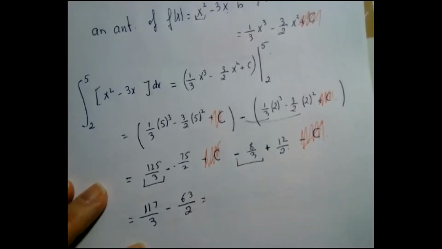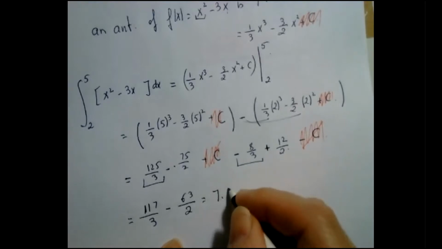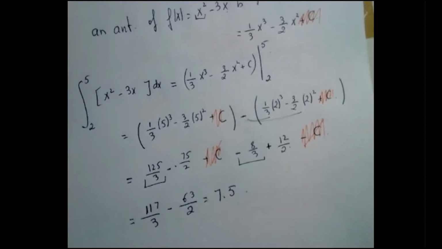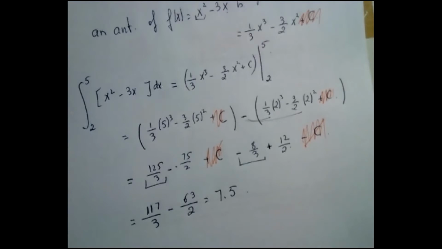And I can be extremely lazy here to the point of using a calculator, which I barely use. 117 divided by 3 minus 63 divided by 2. And I will get, honest to goodness, 7.5, which is what the Riemann sum actually got me close to. So the Riemann sum almost gave me 7.5. The fundamental theorem of calculus is actually those Riemann sums, but when n is extremely, extremely large.